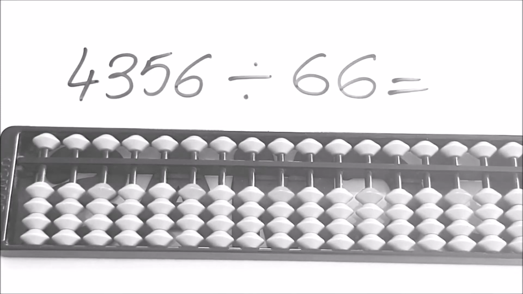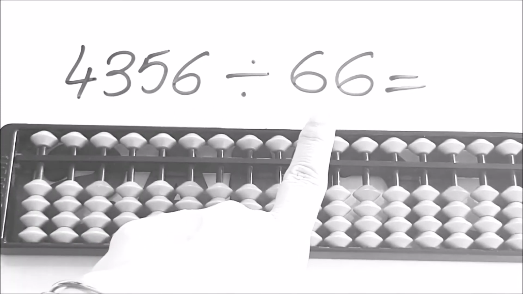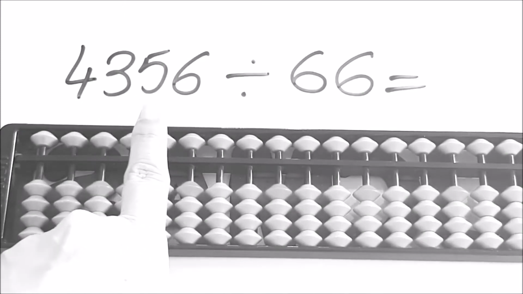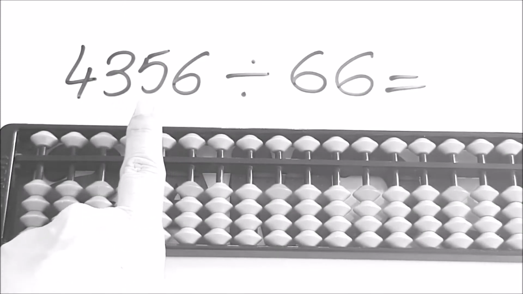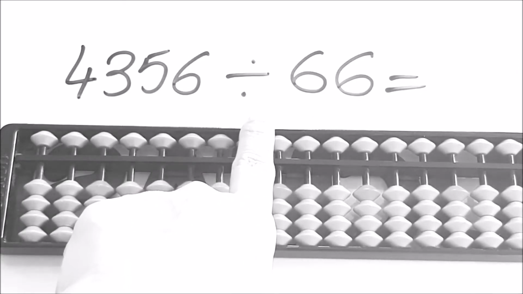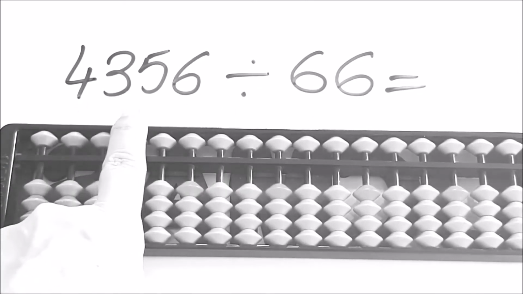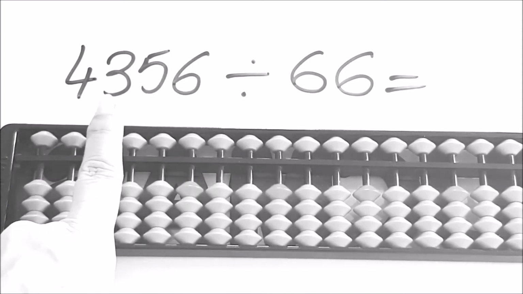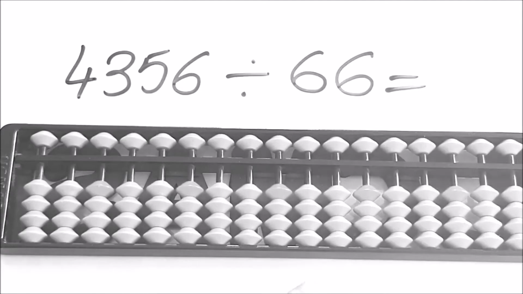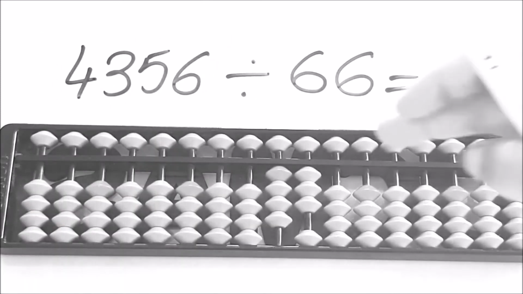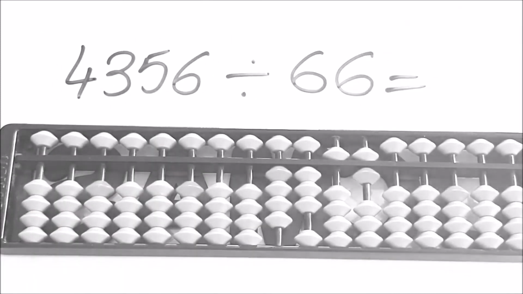Next sum will take 4 digit divided by 2 digit. Now again the first step, we have to do the subtraction of the dividend from the divisor and the divided sign. So 4 minus 3, that is 1. So we have to place the dividend from the 1 number rod, which is the units place. So we place from here 4, 3, 5, 6.